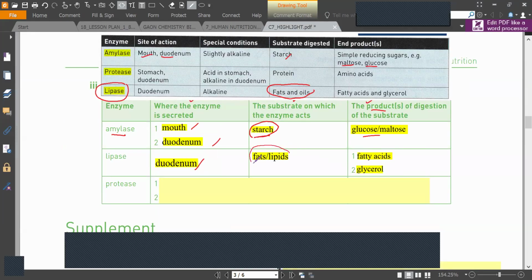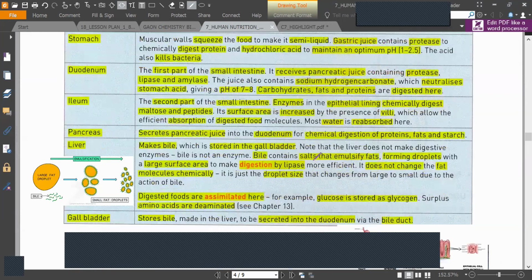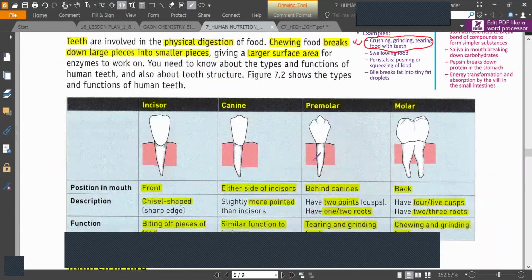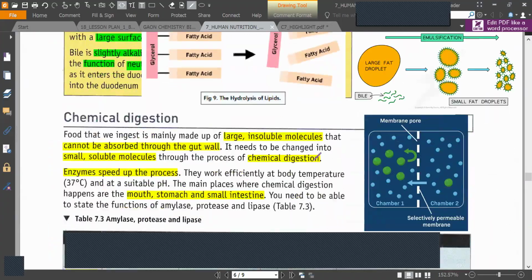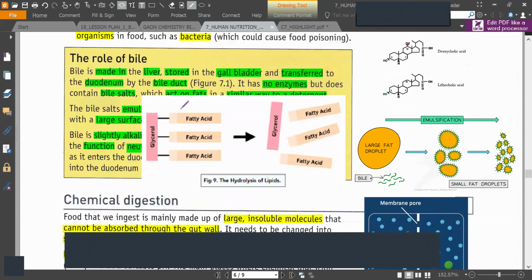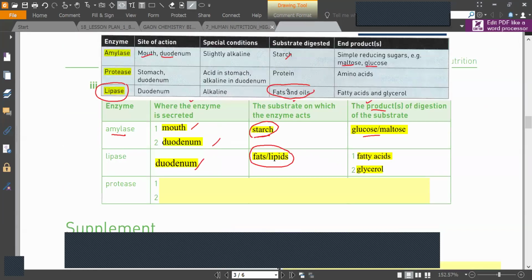Okay, so breaking down fats and lipids will produce what? Yes, breaking down of the fats will produce glycerol and fatty acids. One molecule of glycerol and three molecules of fatty acids.